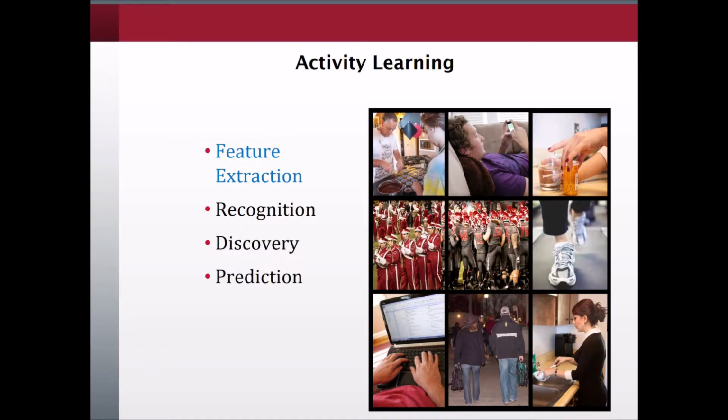By feature extraction, we mean compiling a list of important values that describe not only a sensory event, but the context surrounding the sensory event. Once we assemble a list of feature values, we can use that as a single data point that provides a basis for activity recognition, discovery of activity patterns, and prediction of upcoming activities.